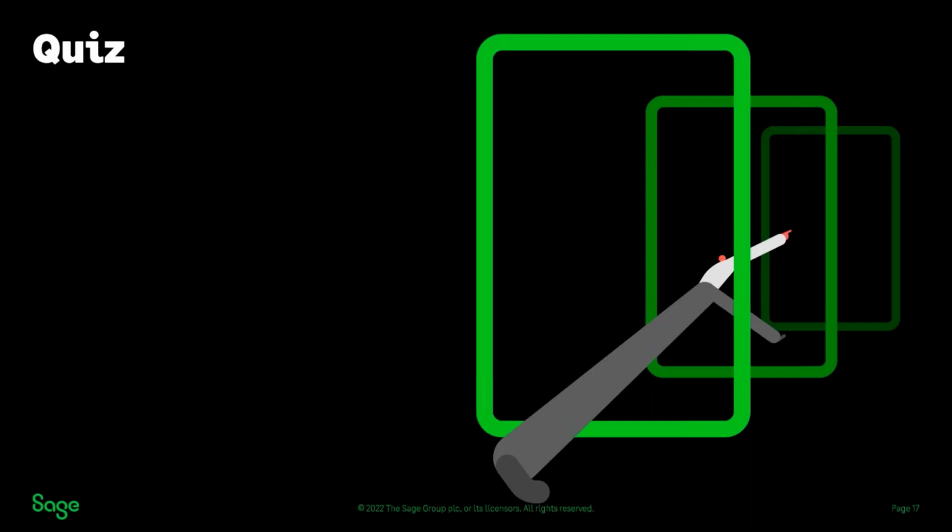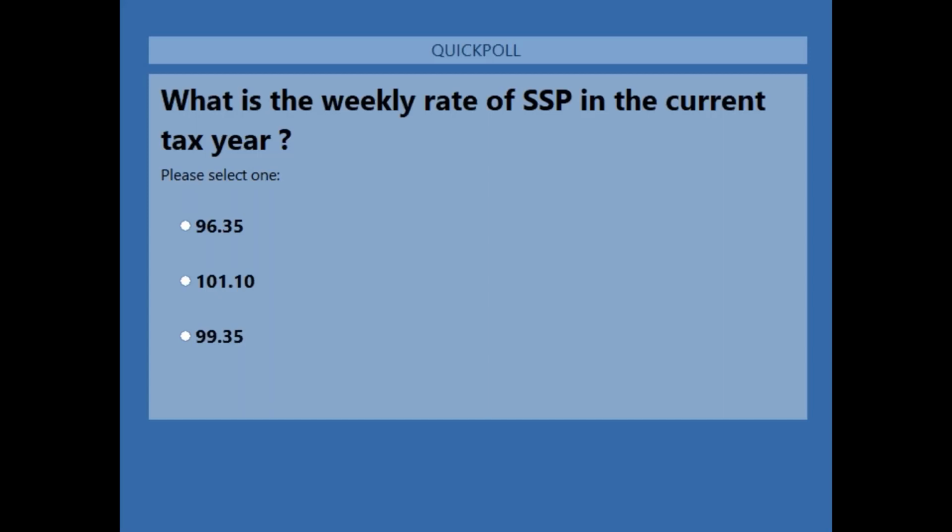So we will start with the very first question, which is, what is the weekly rate of SSP in the current tax year? So we've got three options: £96.35, £101.10, and £99.35. Now in the presentation, I threw in a little bit of a curveball, and I wonder if anyone has noticed that as well, just to test the attentiveness a little bit.